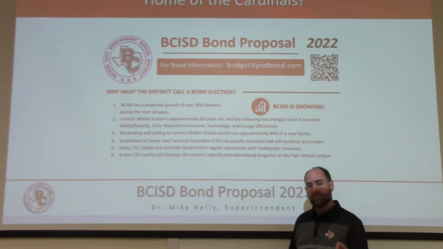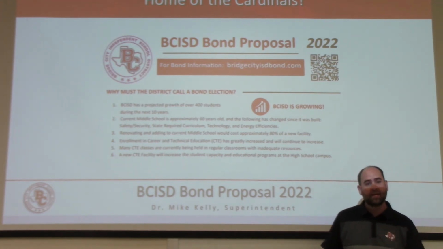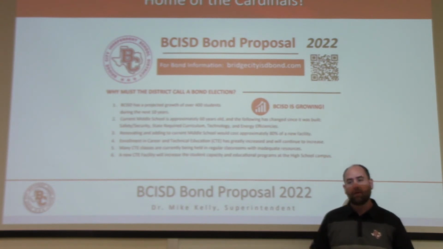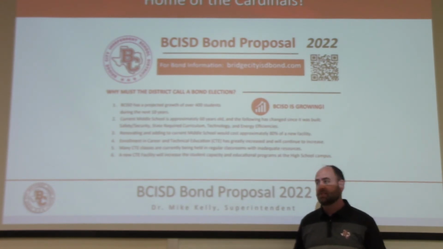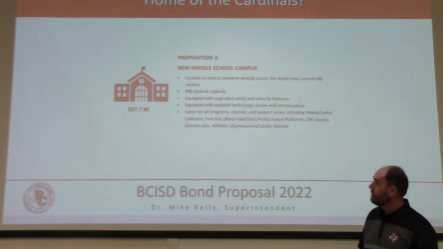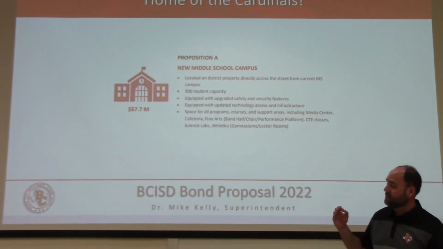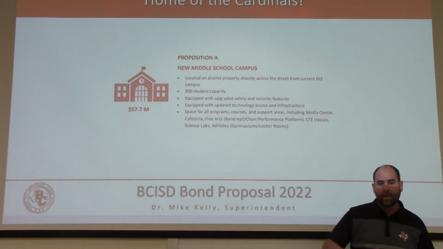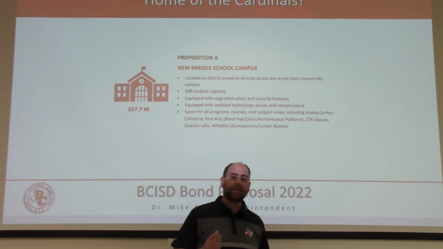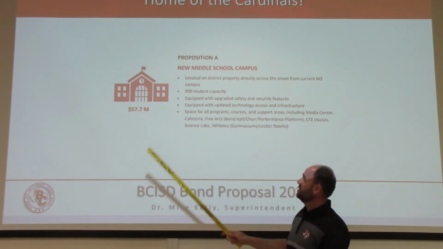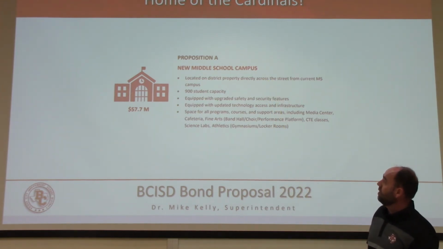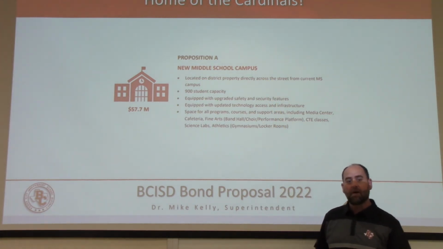So not only does it give us the facilities that we need to educate the students, again, it's twofold. It makes our high school bigger, our program capacity, and increases that by 200 students right off the bat. Proposition A. This is a middle school campus. I want you to know that Proposition A and Proposition B are 2 totally separate propositions that can be voted on separately. Proposition A, $57.7 million, located directly across the street from the current campus on district-owned land.